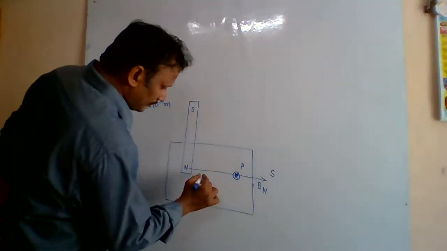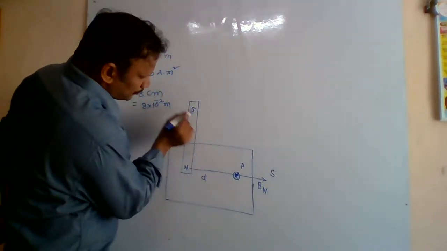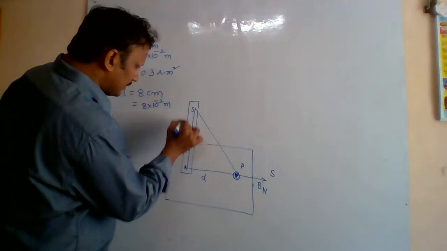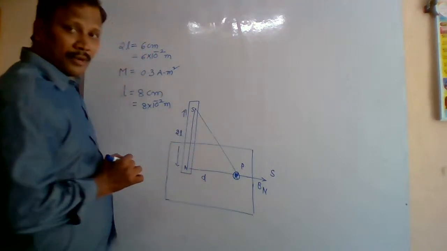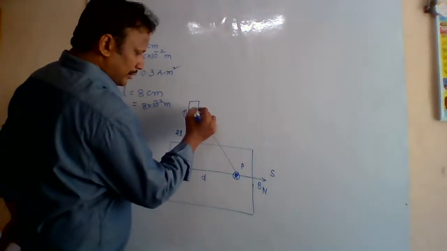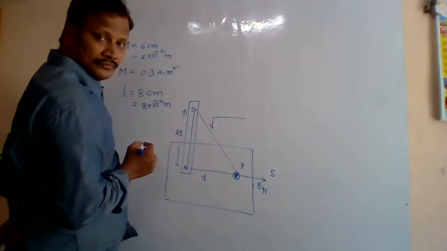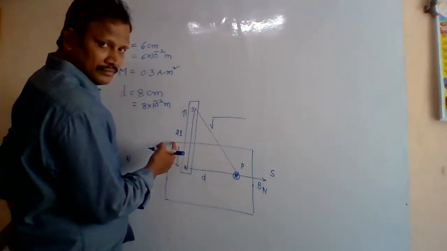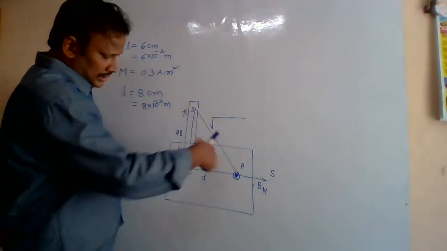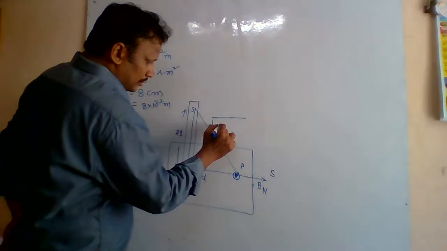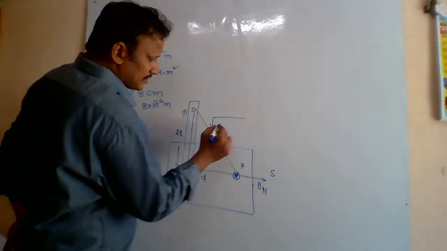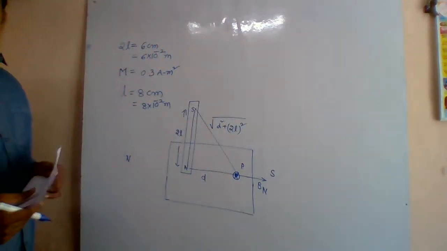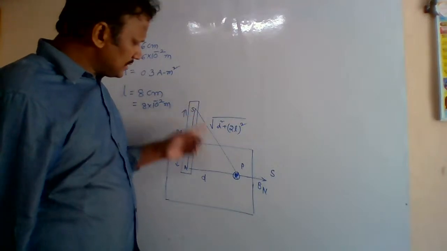So here, this is a distance d. Suppose the south pole is here. From the south pole to the north pole, the distance is 2L. 2L is the length of the bar magnet. So this is 2L, this is d. From here to here, d. From here to here, 2L, the length of the bar magnet. So from here to here, this is the hypotenuse. Apply the Pythagoras theorem. From here to here, the distance SP is the square root of d square plus 2L square. In the case of a short bar magnet, this distance also has to be considered.